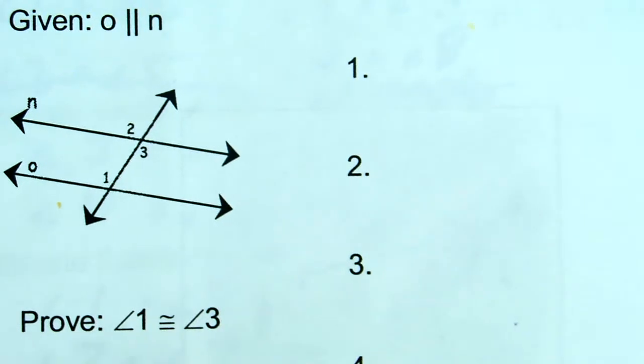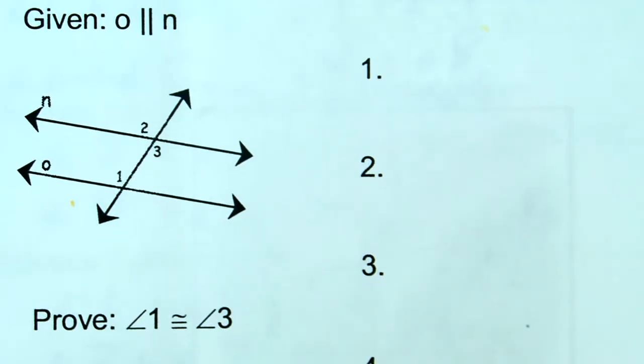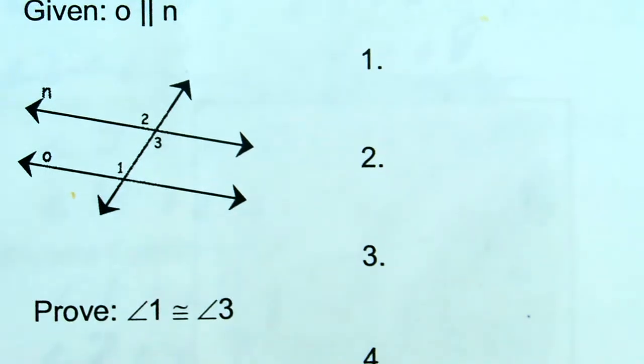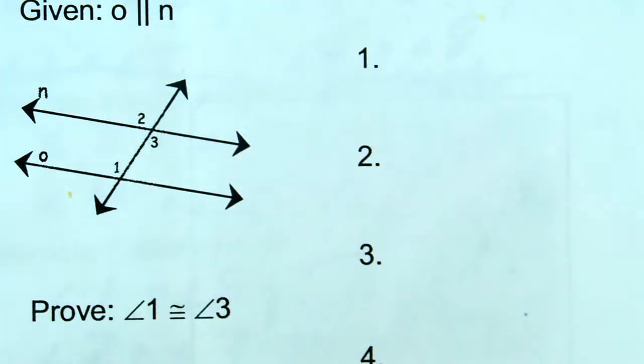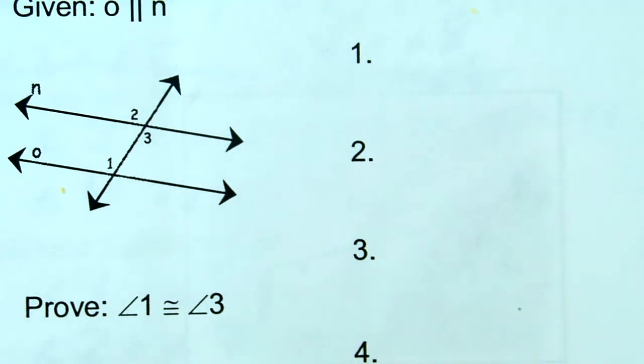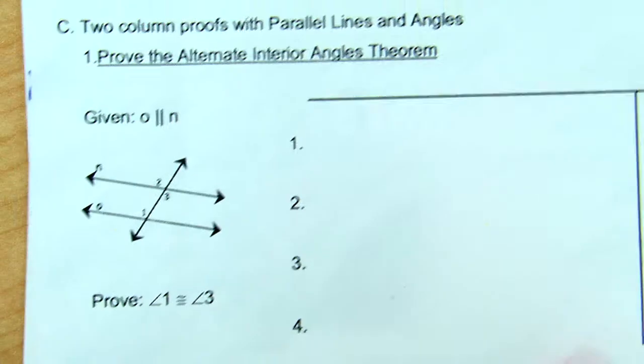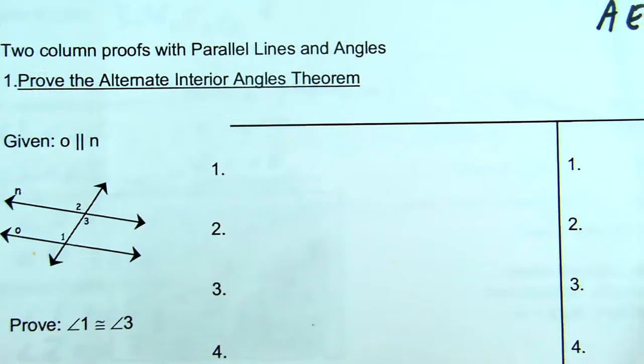Now, we know the alternate interior angles theorem is true, so technically this could just be a one-step proof. You write your given and then you say angle 1 is congruent to angle 3 because of alternate interior angles, but that's what we're going to try to prove. So we can't use that theorem if we're trying to prove it to be true. So we're going to try to do this in another way.